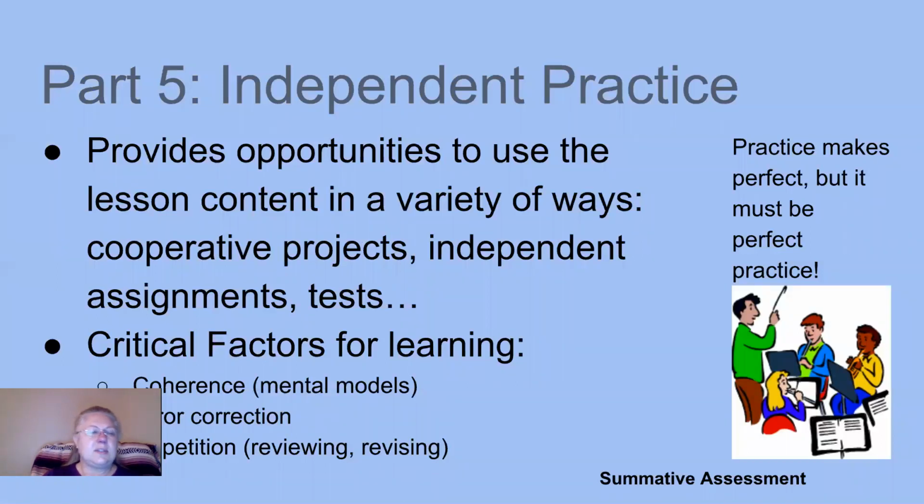Then the 5th part is independent practice. We have introduced it, you've taught it, you've practiced it with the students, they've practiced with each other. Now they need to do this by themselves. And a lot of times, sad to report, it's homework worksheets. Those aren't the best types of independent practice, but sometimes that's what teachers use, and that's not bad, but it's just how much it's used, okay?